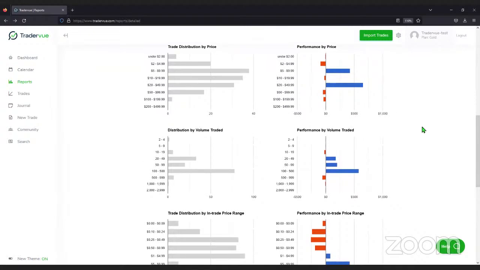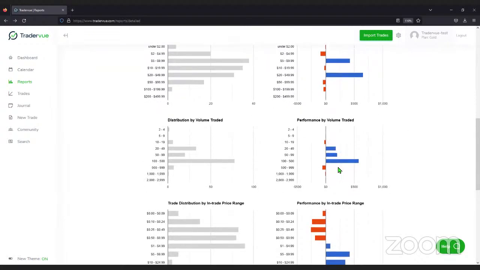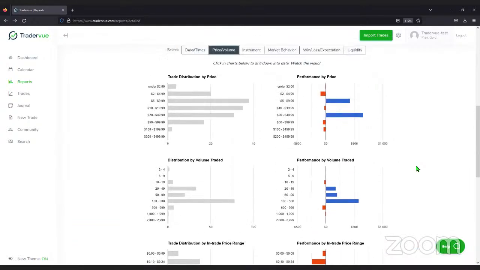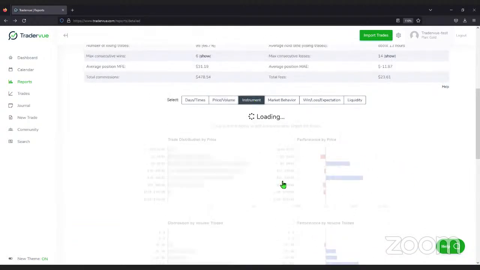So if we scroll down, we can also see that this trader tends to do really well when he is trading a volume of between 20 and 50, no, sorry, 20 and 500 shares. And then you have also performance by intraday price range. What else can we see?